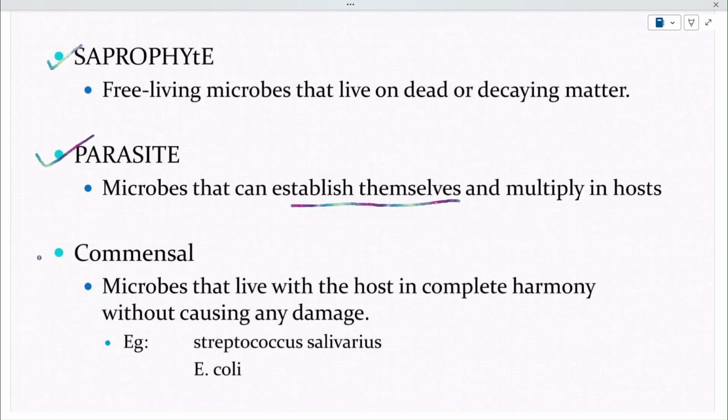And next we can see commensal. Commensal is a microbe that lives with the host in complete harmony without causing any damage. Example, Streptococcus salivarius and E. coli.